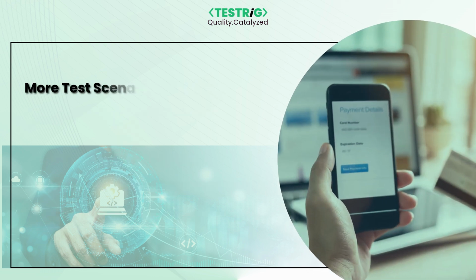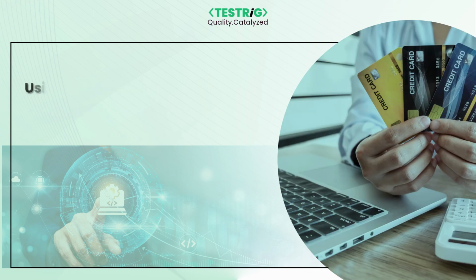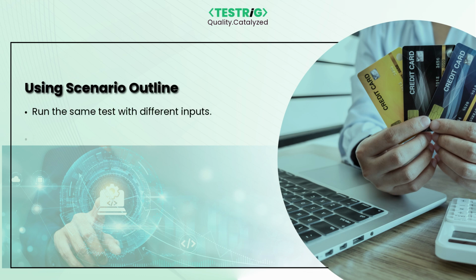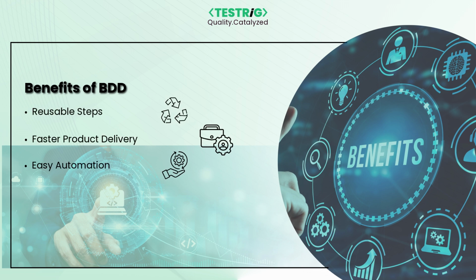Similarly, other test scenarios include verifying if the button becomes active for a valid card number and checking if an error message appears for an invalid card. With the scenario outline keyword, we can run the same scenario with multiple sets of data, making testing more efficient. BDD offers several benefits, such as reusable steps, faster delivery, easy automation, and adaptability to changing requirements.